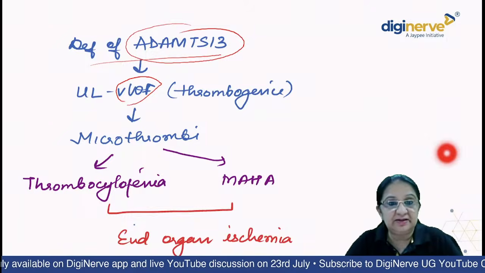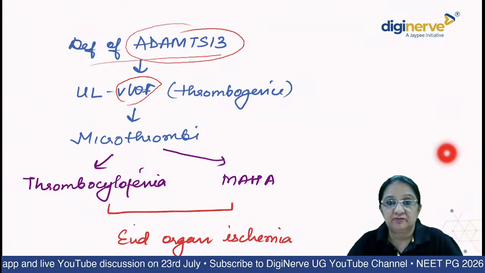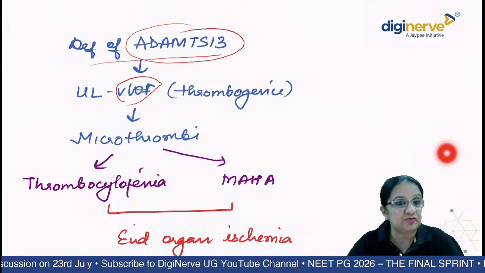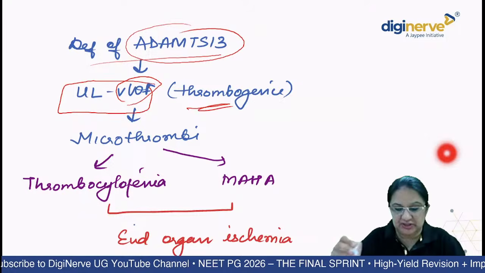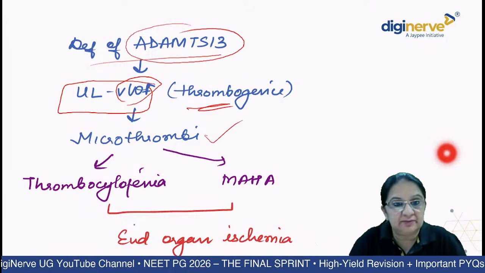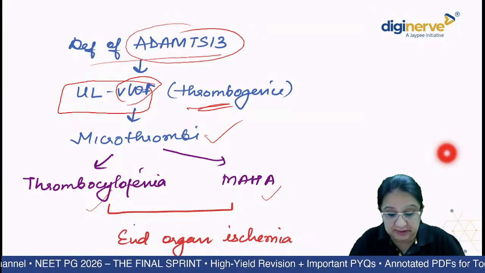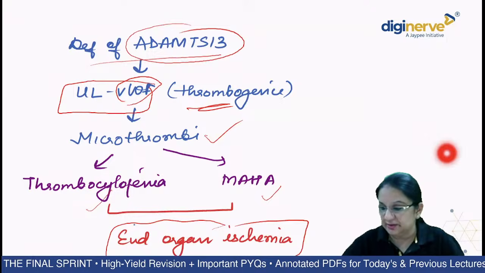Von Willebrand factor basically has to be broken into small multimers for it to act. If it is not broken, we get ultra large von Willebrand factor, which is thrombogenic. Microthrombi are formed, which results in thrombocytopenia and microangiopathic hemolytic anemia, resulting in end organ damage.